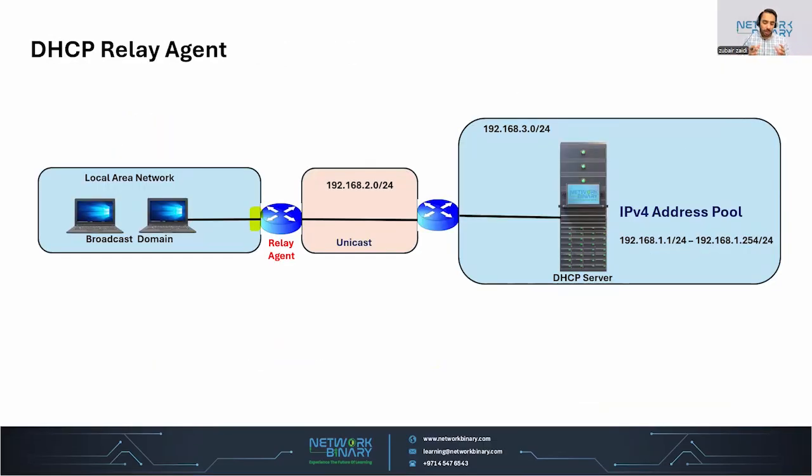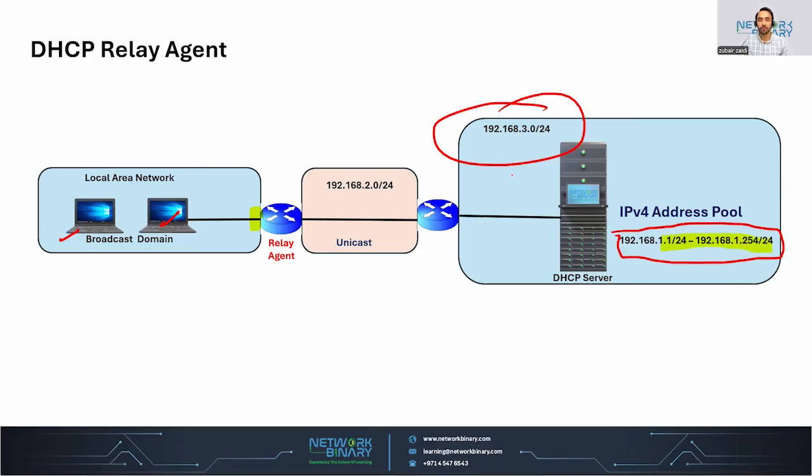Now, learners, what happens when the DHCP server is not on the same network, on the same segment? What happens when the server is on a different network? Well, in this case, just look at this picture here. I have the local area network here, and these devices want an IP address from this server, and this server has IP addresses from 1.1 to 1.254. Now, the thing is that the server is on another network.